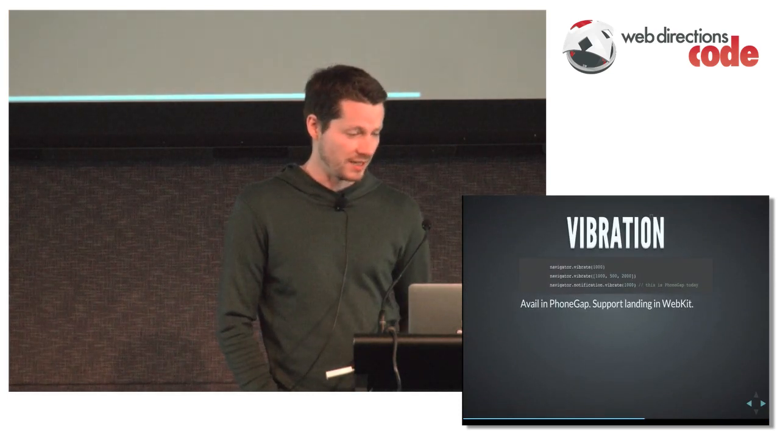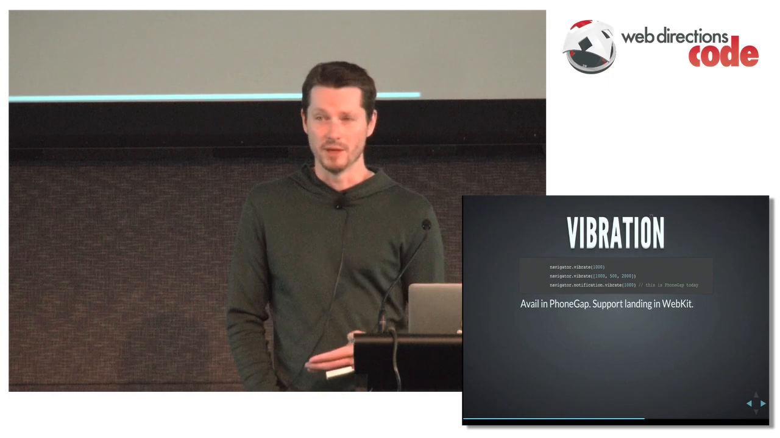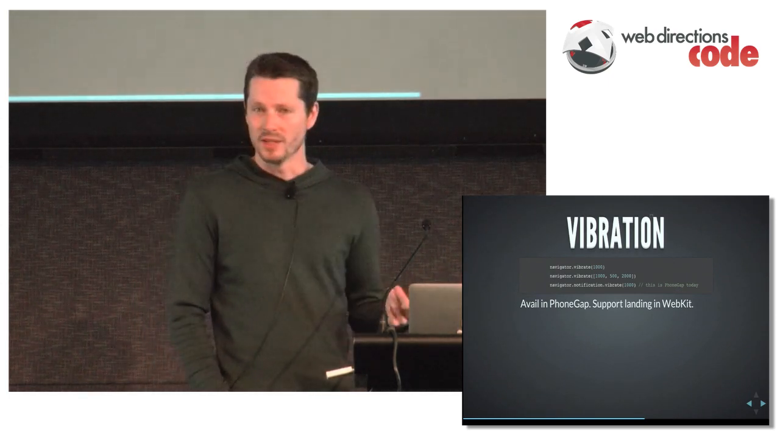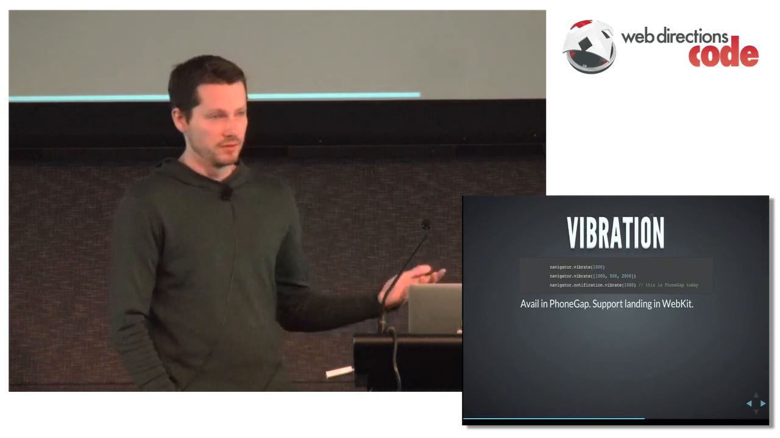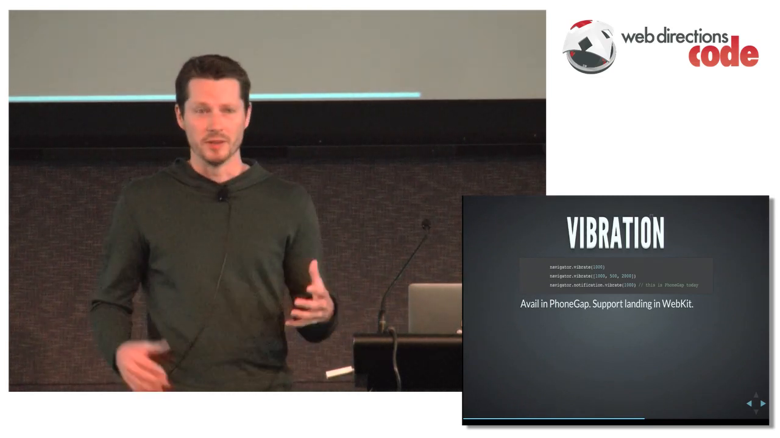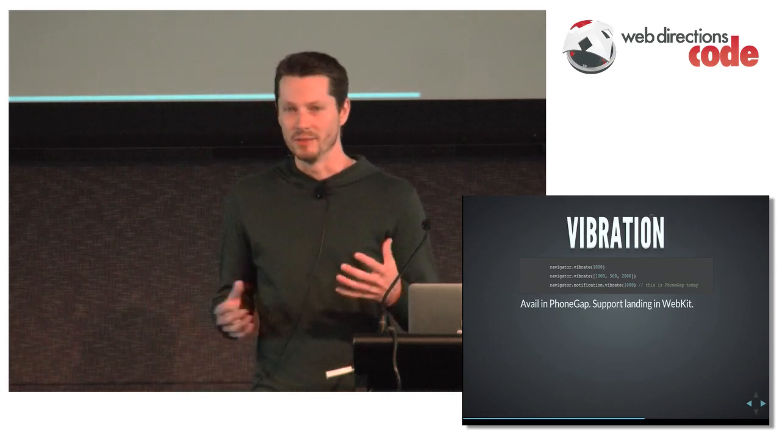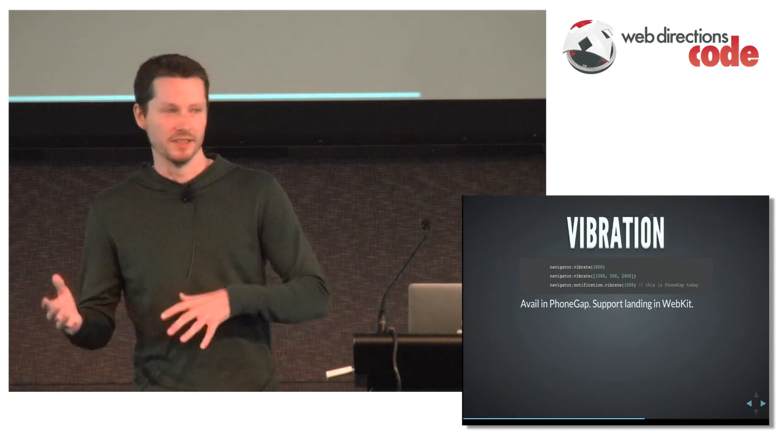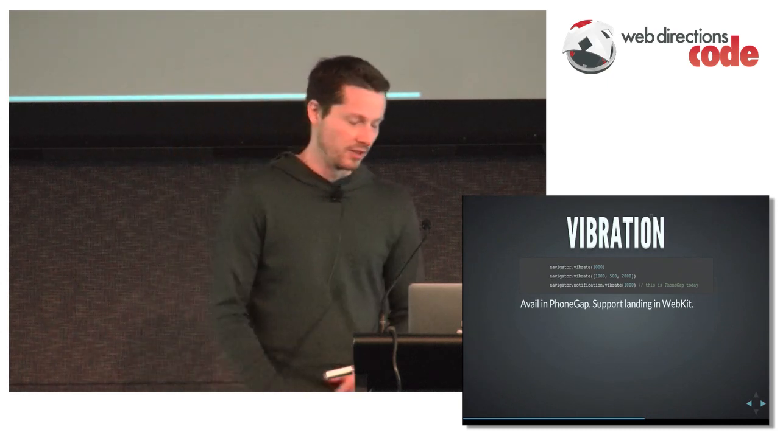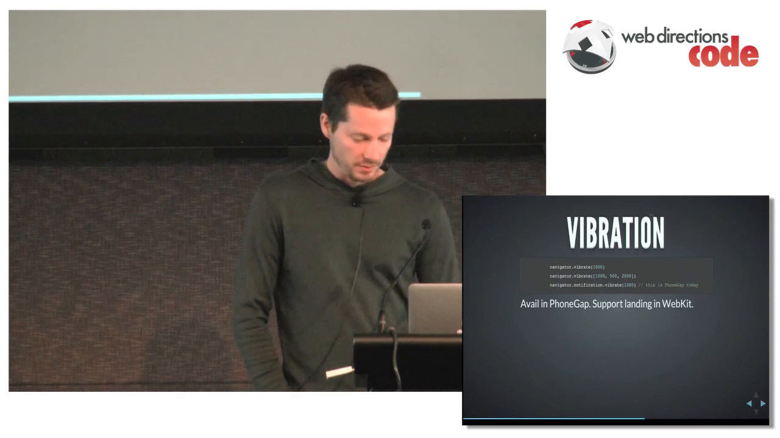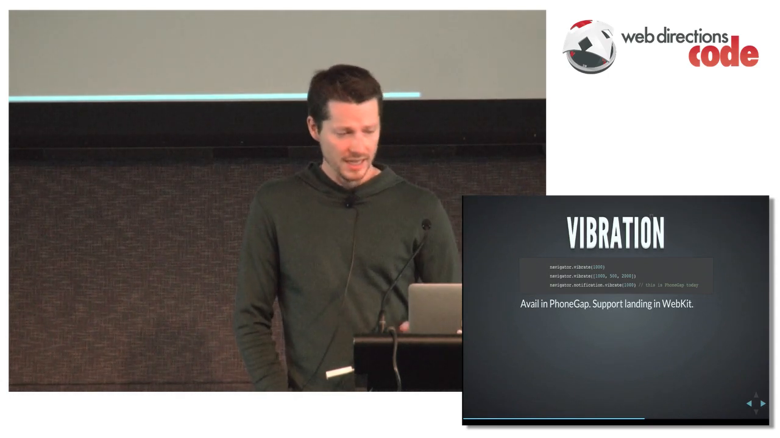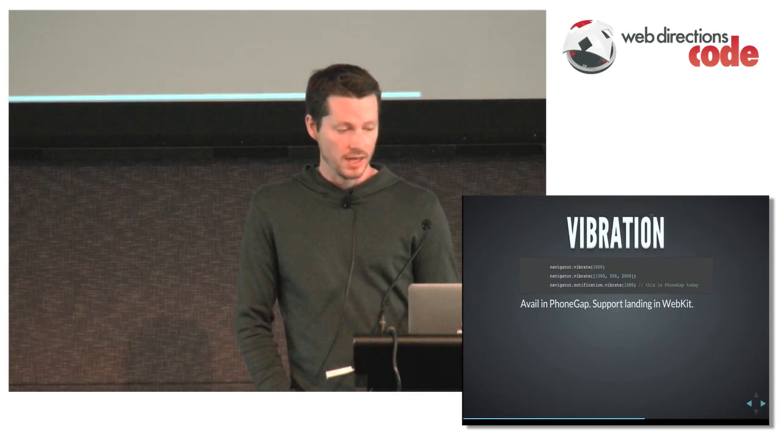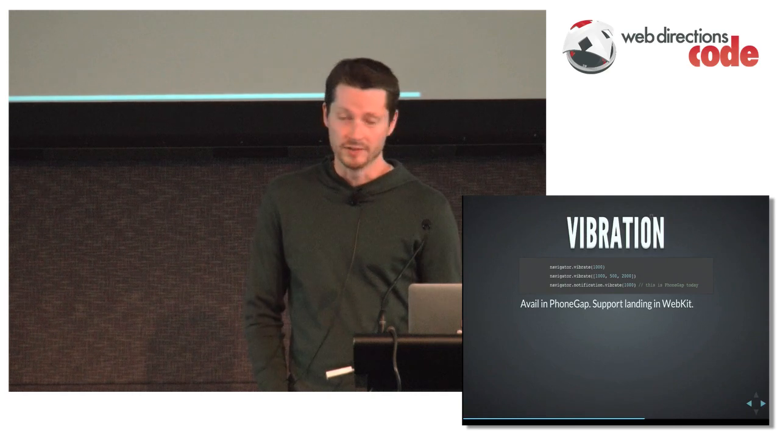Vibration, a great API, available in PhoneGap, and support is landing in WebKit. This one's a pretty easy and innocuous API to have in a browser. Maybe if you combined vibration with the accelerometer, you could tell something about the person. Like if the device is in their pocket, you could read the accelerometer data based on the vibration and determine where they are or what they're doing. But in general, it is landing in WebKit and is a pretty common one, obviously somewhat useful in applications. Currently in PhoneGap, we do navigator.notification.vibrate.